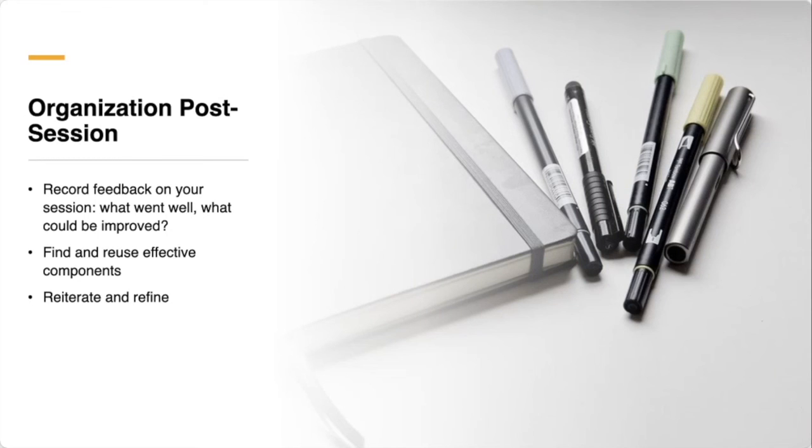So finding and reusing effective components, and then ultimately you're reiterating and refining. As you reuse effective components, you can refine them over time. Maybe the whole thing didn't work, but parts of it did, and you want to capture those parts and then try to fix the bits that didn't work. If you don't have that feedback loop with yourself, you'll be missing out on a whole bunch of learning and coach development that you can do for yourself.